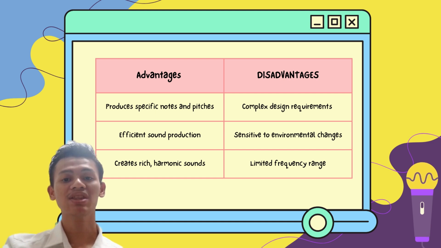Last is limitation in frequency range. Standing waves can only form at specific frequencies, which means instruments have a limited range of notes compared to some electronic devices.